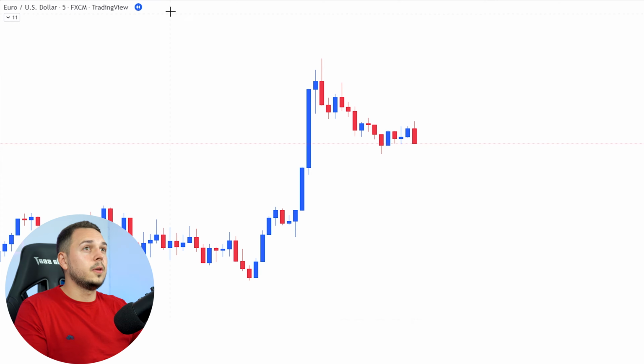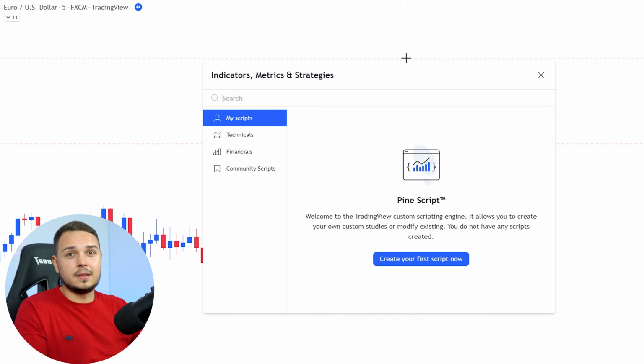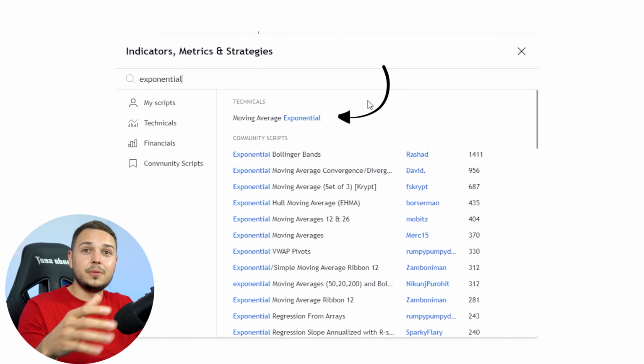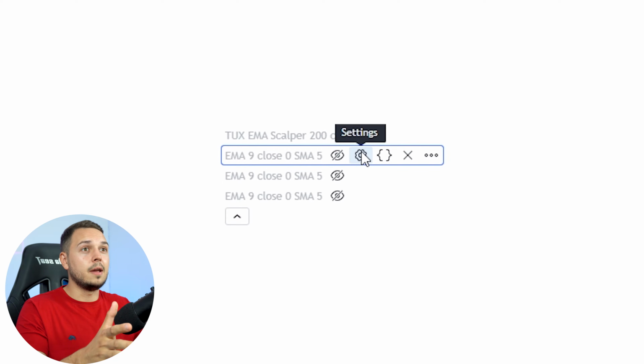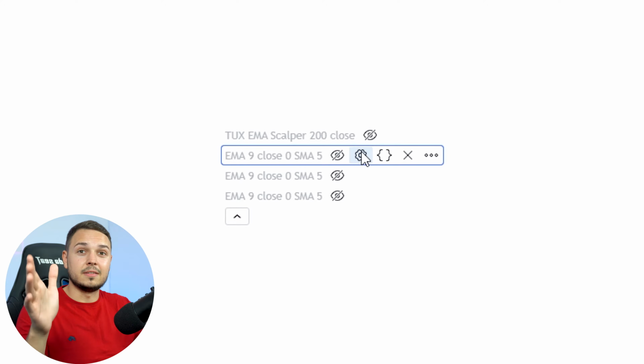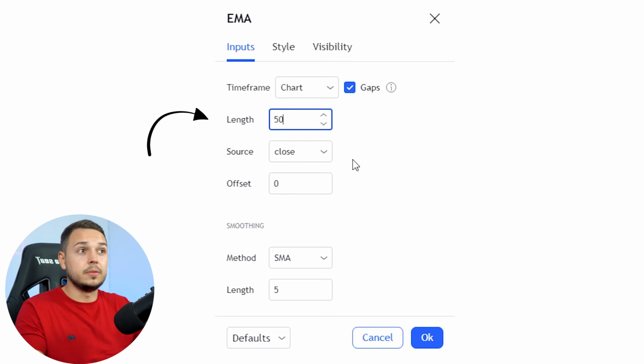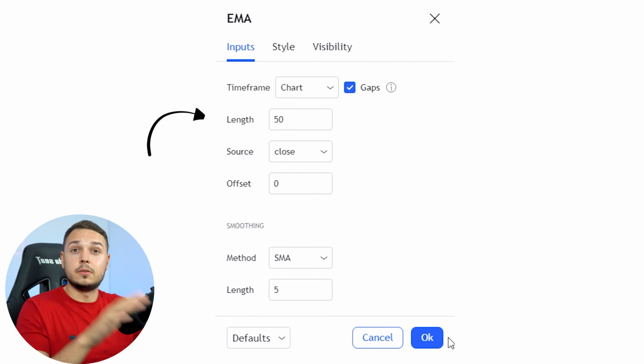Okay, so the first thing we want to do is go inside the indicators tab and type in exponential. Under technicals, you will find moving average exponential. We will need 3 of them. Now hover your mouse to the first exponential moving average and click on this settings icon. You will have this box opened up, so I change the length from 9 to 50.